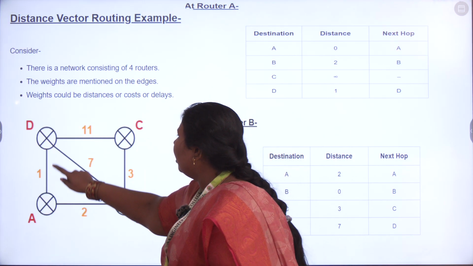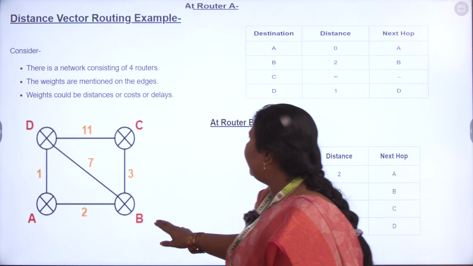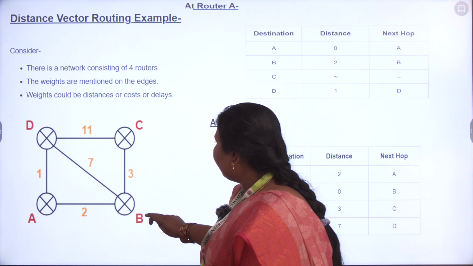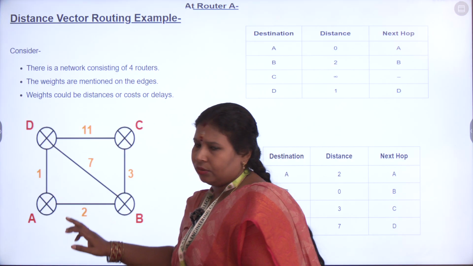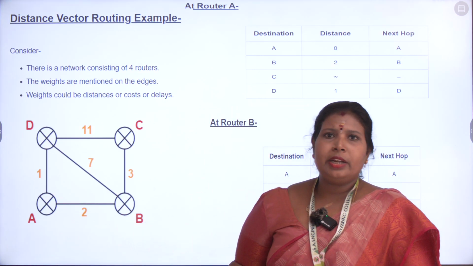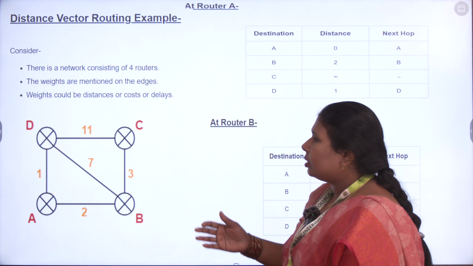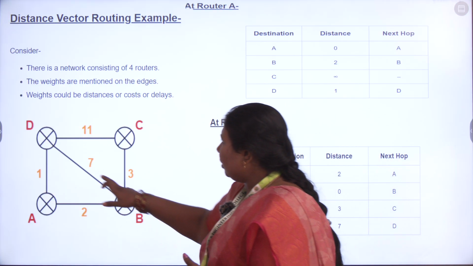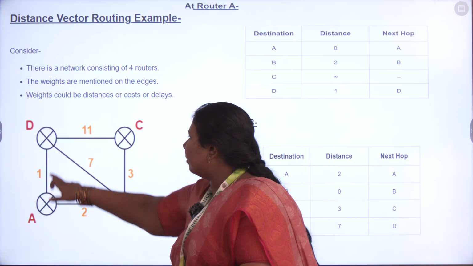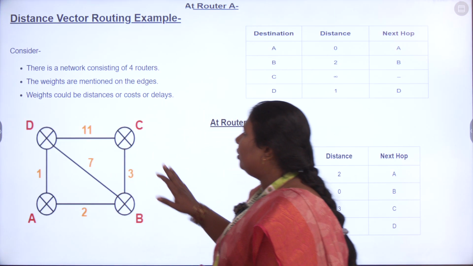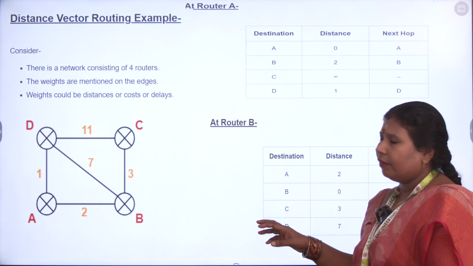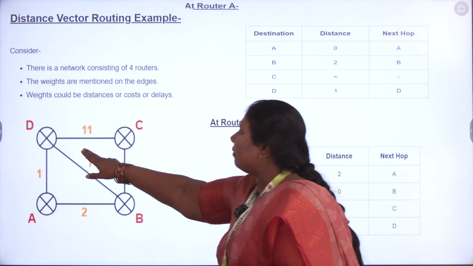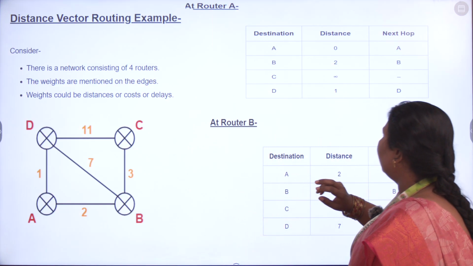And then A to D is 1, and then B to D is 7, B to C is 7. Likewise, you have B to A also. These are all the dynamic routing algorithm. Distance vector routing is otherwise also called dynamic routing. Similarly, you have D to A, D to B, and D to C. These are all the weightages, or the cost, of each edge while traveling from one node to another node.